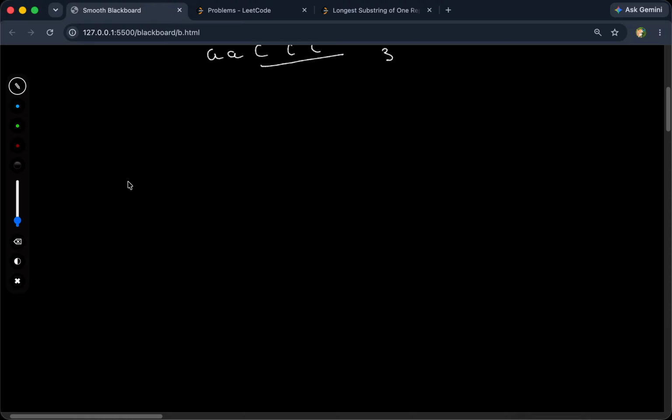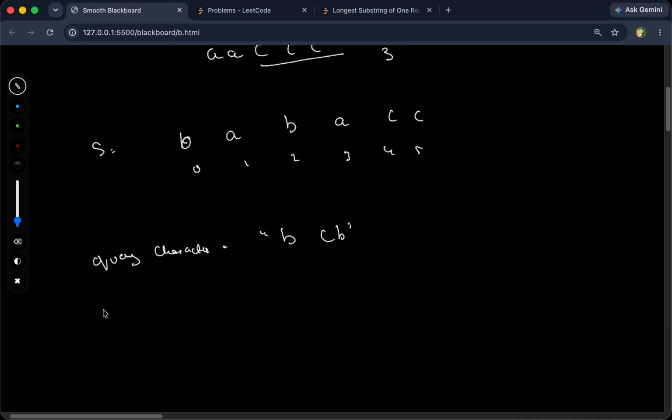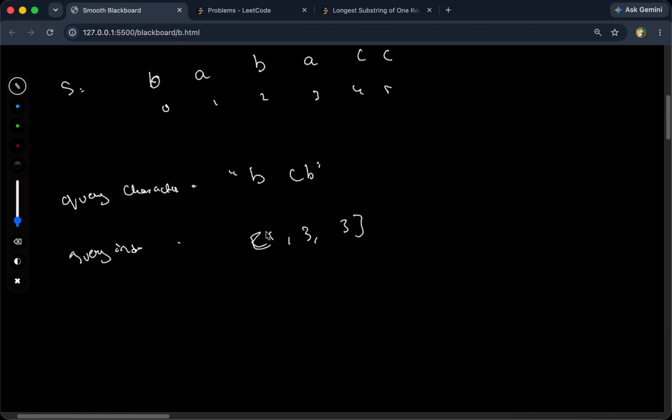So let's understand clearly. The string is b a b a c c, indices 0 1 2 3 4 5. The query characters are b c b, and the query indices are 1 3 3. We have 3 characters in query characters, so we have 3 queries.